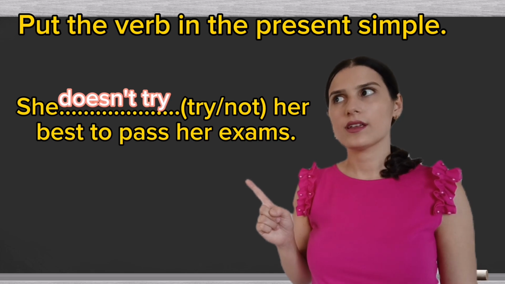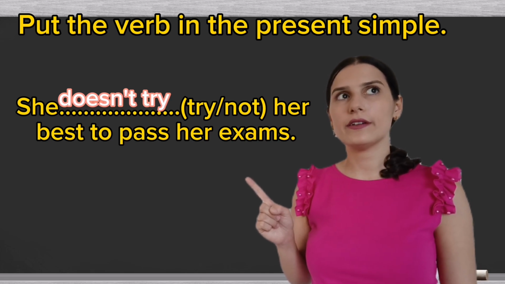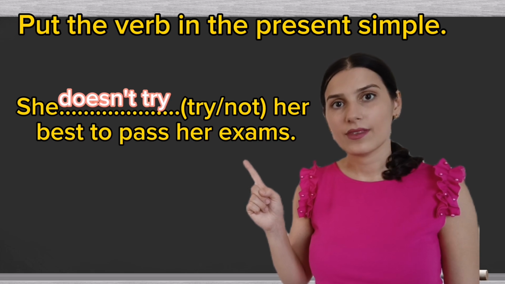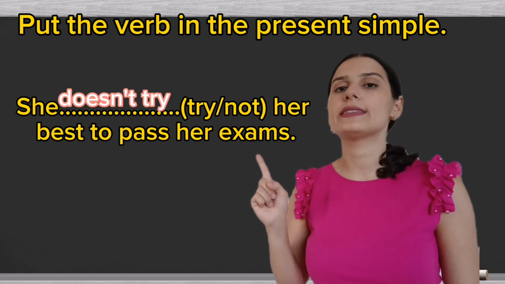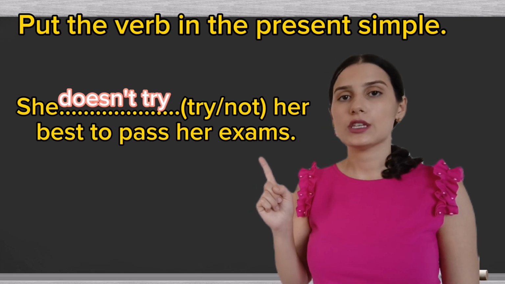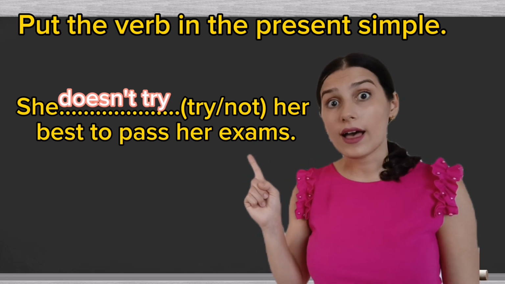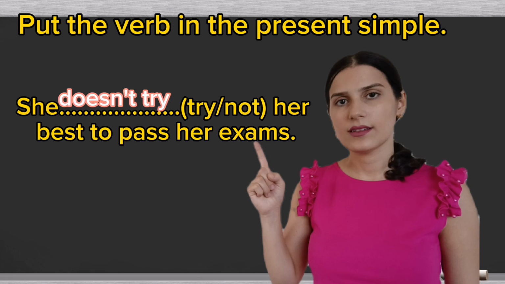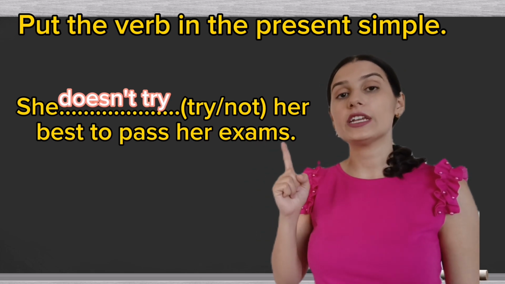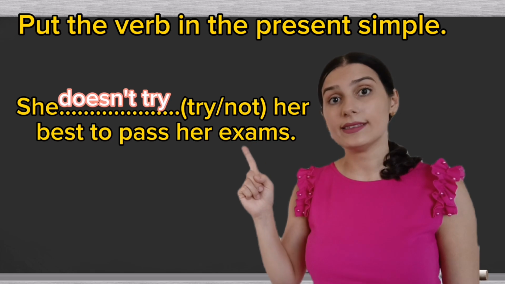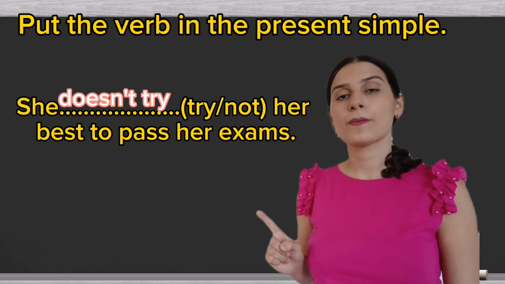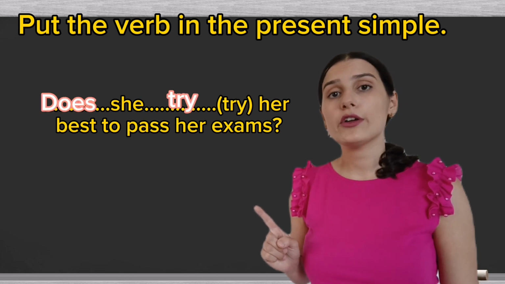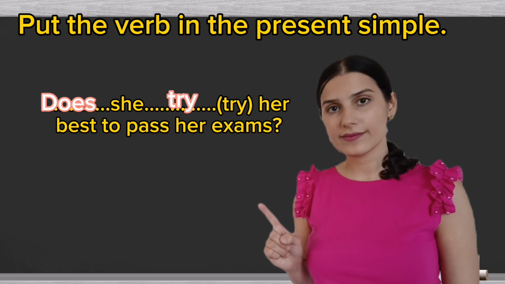Oh, not. Okay, so we need to use the negative form. She doesn't try. When we have doesn't, we use the infinitive form of the verb. So, she doesn't try. We can't say she doesn't tries. It would be wrong. So, she doesn't try her best to pass her exams. The question form. Does she try her best to pass her exams?